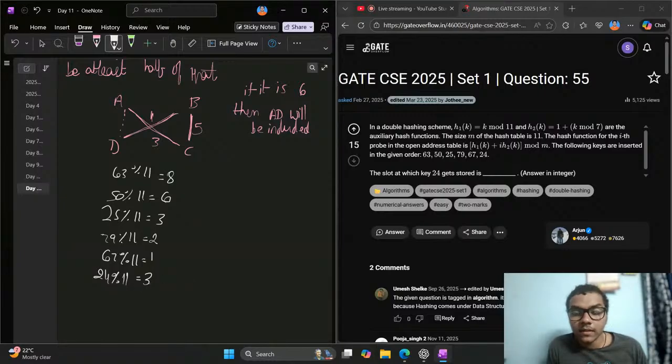So then 1 plus k mod 7. So 24 mod 7. 7 3s are 21. 3, that is 4.